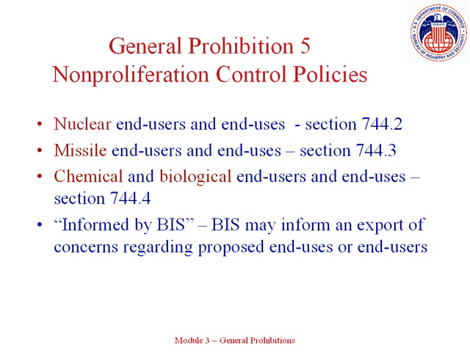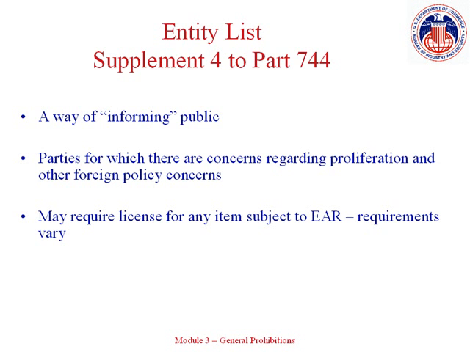BIS may also inform the exporter that a license is required for any item subject to the EAR when there is an unacceptable risk of use in or diversion to any of the specified activities. One way BIS informs the public about proliferation end users of concern is through the entity list. The list includes entities whose activities impose a risk of diverting items to programs related to weapons of mass destruction. It also includes certain entities sanctioned by the State Department.